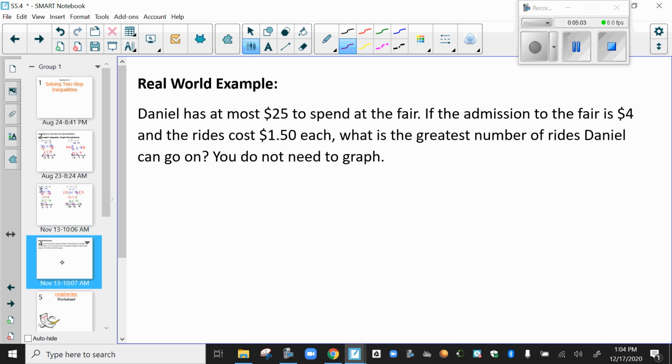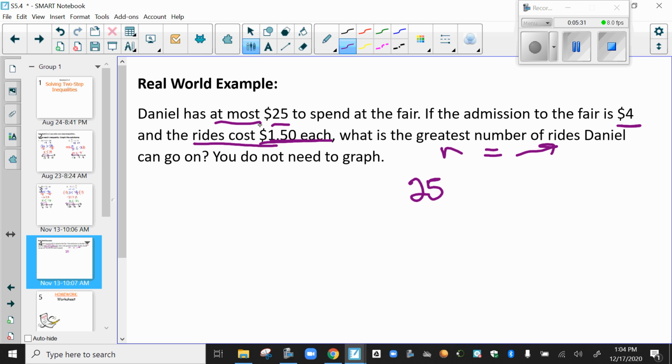Real world example. Daniel has at most $25 to spend at the fair. If the admission to the fair is $4 and the rides cost $1.50 each, what is the greatest number of rides Daniel can go on? You do not need a graph. We're going to call the greatest number of rides Daniel can go on R equals rides. All right. So we have at most $25. So I'm going to write 25.